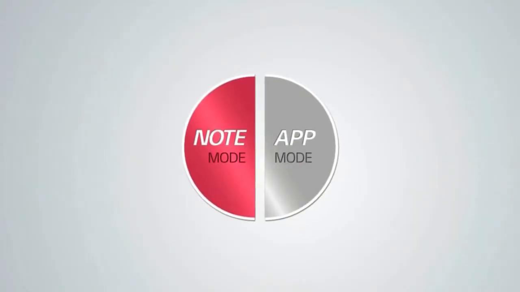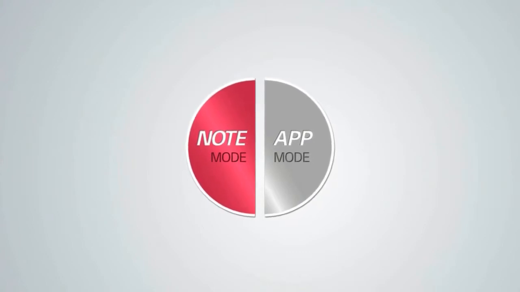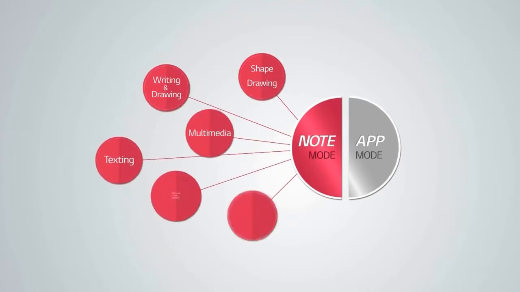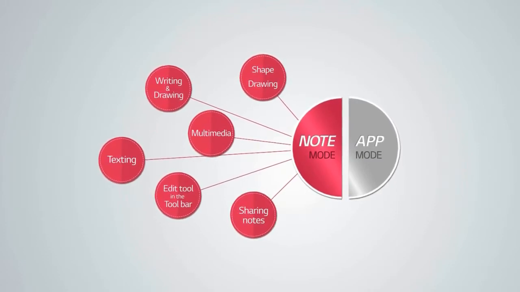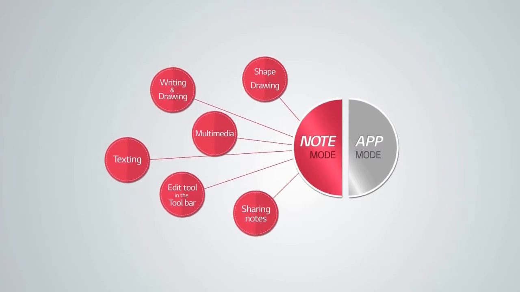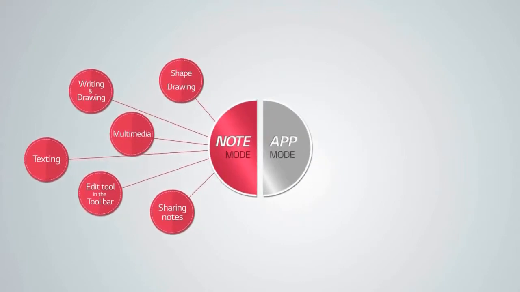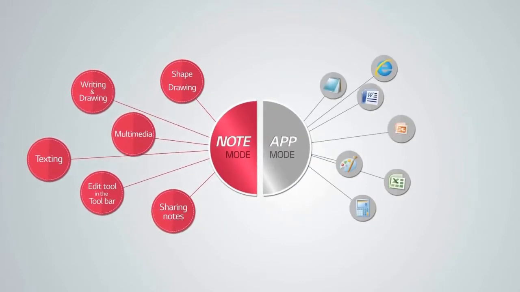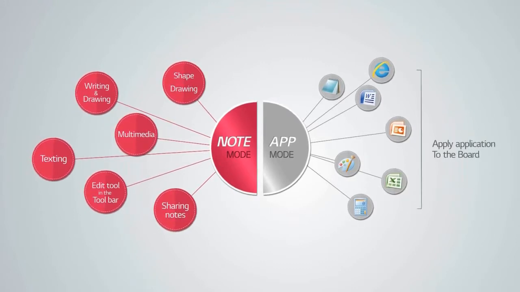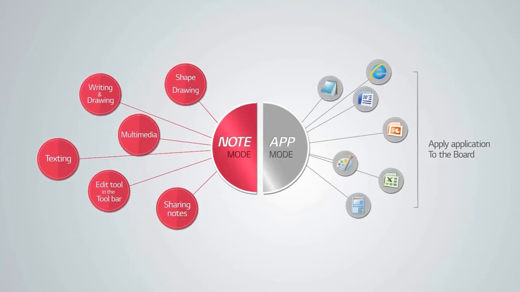Now, let's take a look at main functions. There are two modes in IWB software, Note Mode and App Mode. Note Mode provides smart and interactive board functions which enable writing, drawing shapes, using multimedia contents, texting on the applications, and sharing notes. App Mode makes it easy for users to utilize other application programs on the whiteboard, such as Microsoft Office, including PowerPoint, Excel, Word, and Internet access.